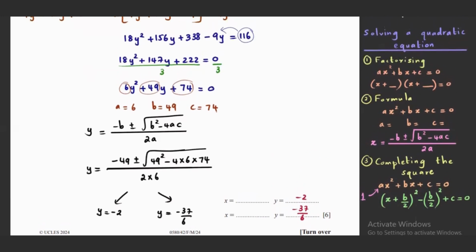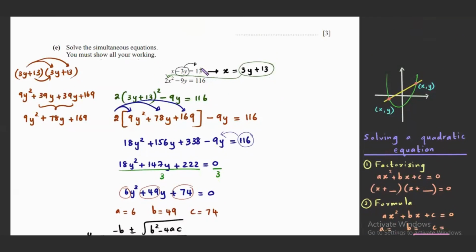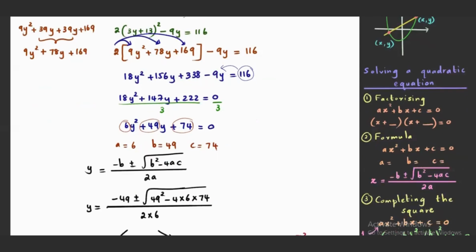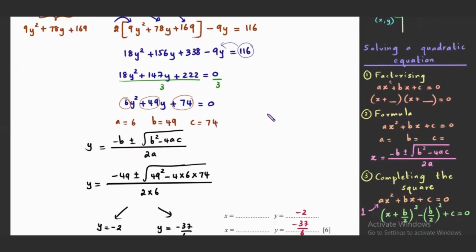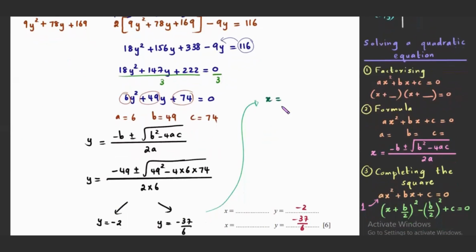To find the values of x, we need to substitute the values of y that we found here into any of the two equations that we have. I'm going to make use of the first equation because we have already made x the subject there. So we know that x is equal to 3y plus 13. So x is equal to 3y plus 13.